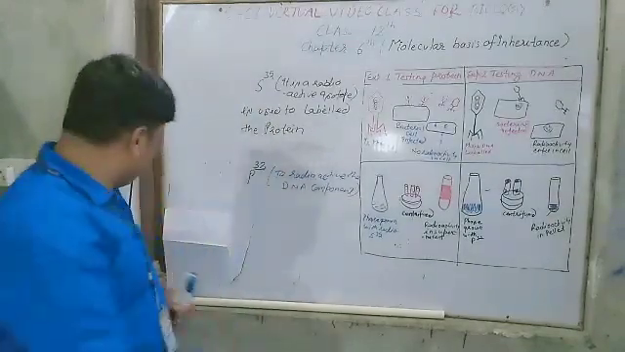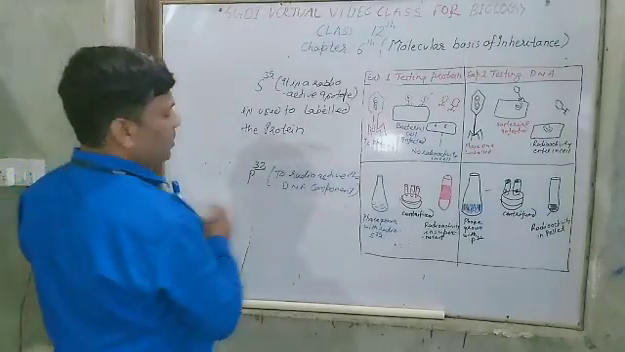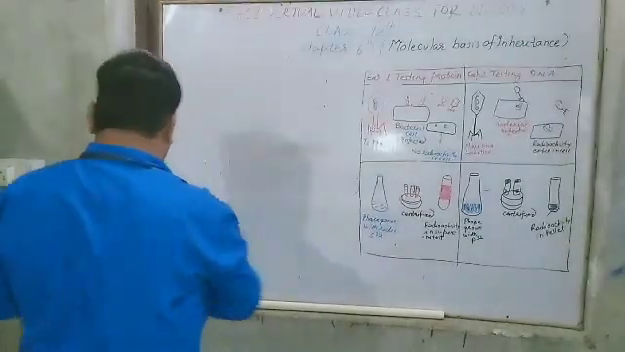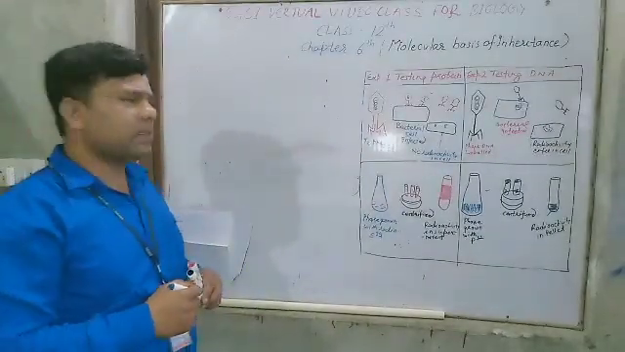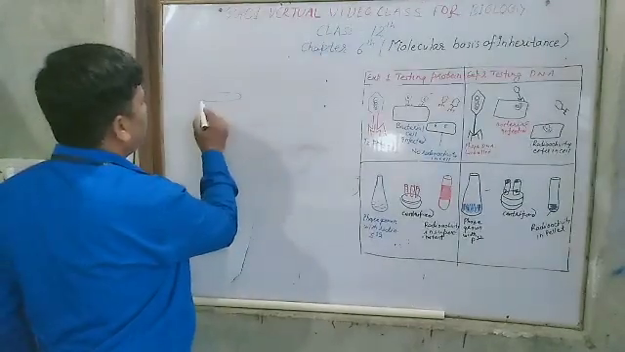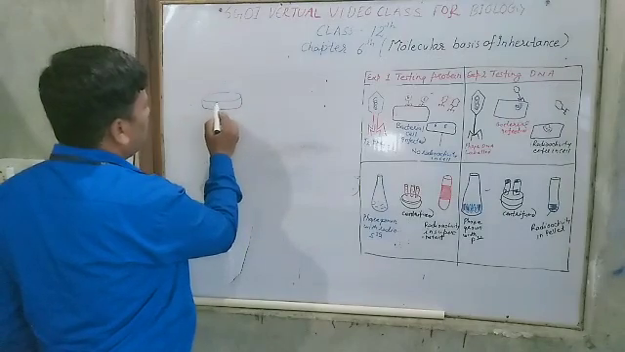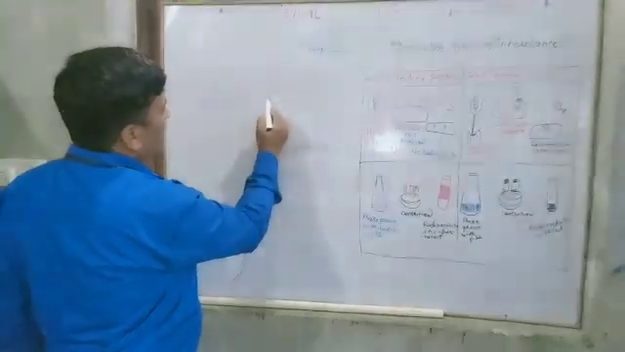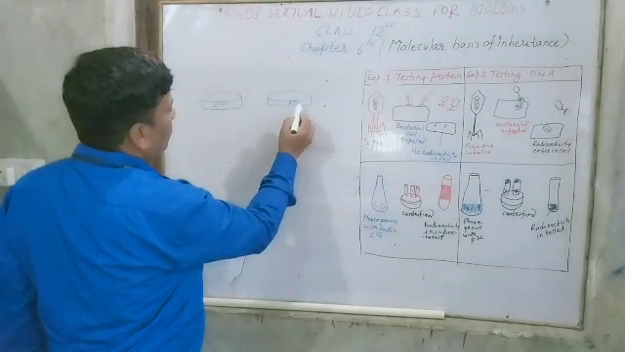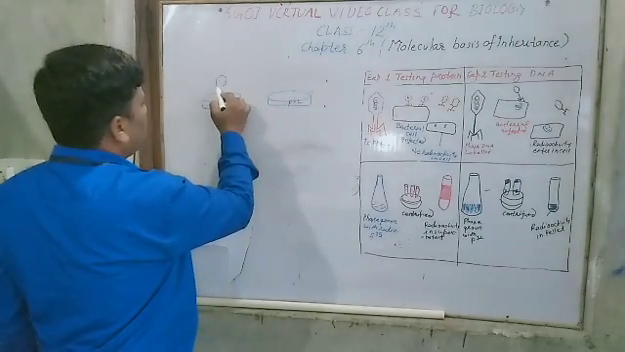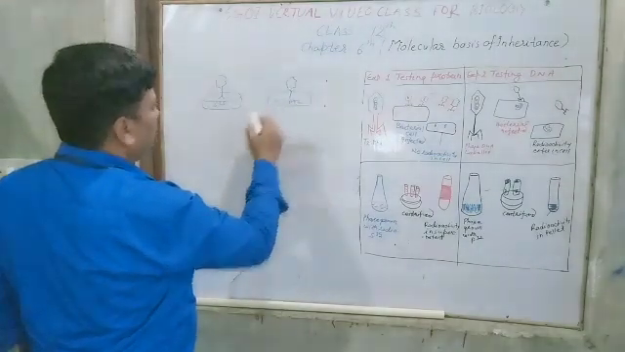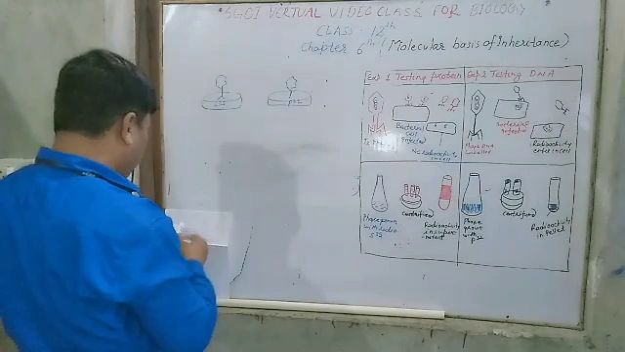Then what happened after that? These two cultures of Escherichia coli are infected by bacteriophage virus, the culture having sulfur 35 and the culture having phosphorus 32. This bacteriophage virus is cultured inside the different types of Escherichia coli.